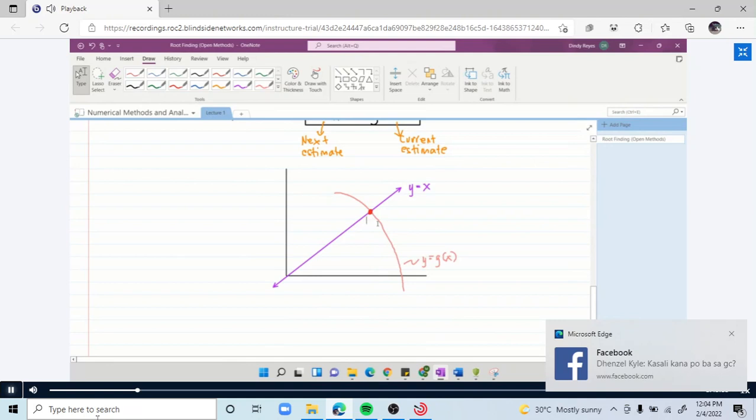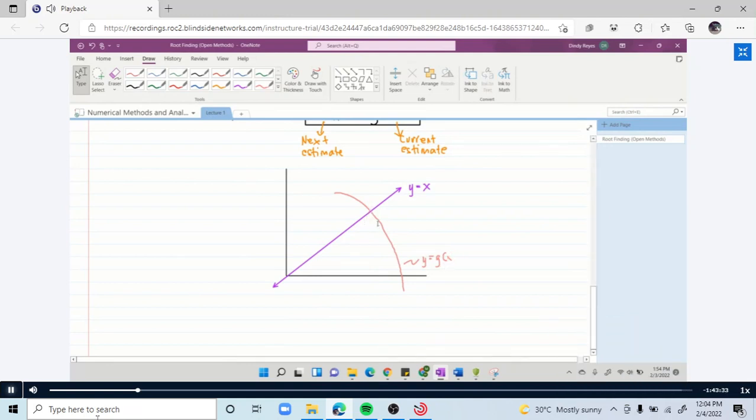Higa ako ng konti ito. Hindi nyo makikita yung gusto kong ipakita eh. Higa ako ng konti.